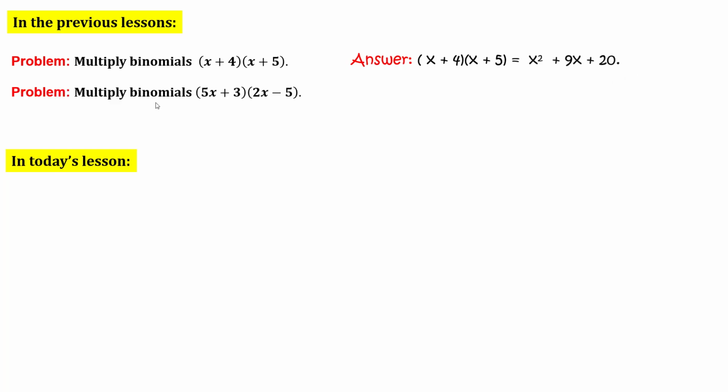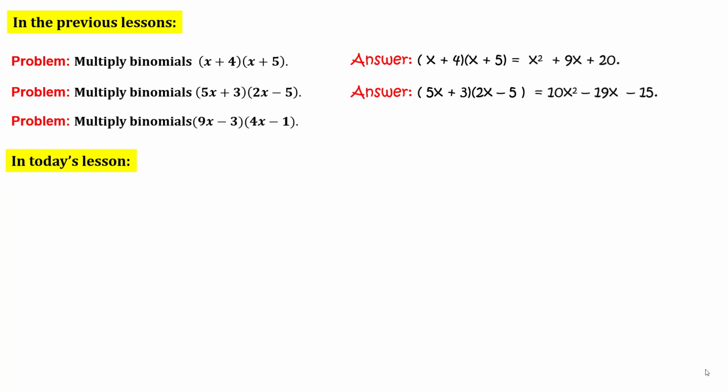Or I might ask you to multiply 5x plus 3 times 2x minus 5, multiply the binomials, and the answer was 10x squared minus 19x minus 15. Or I might have asked you to multiply binomials 9x minus 3 times 4x minus 1, and then the answer would be 9x minus 3 times 4x minus 1 equals 36x squared minus 21x plus 3.